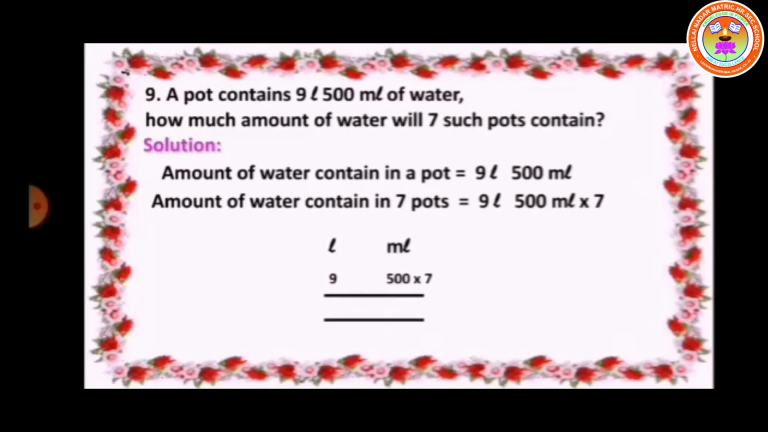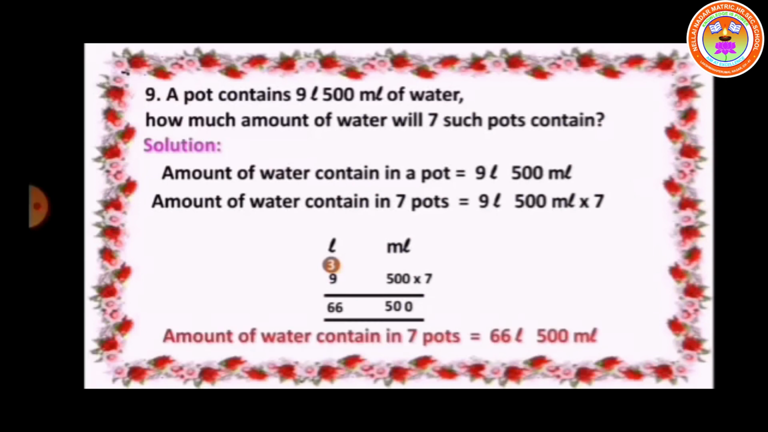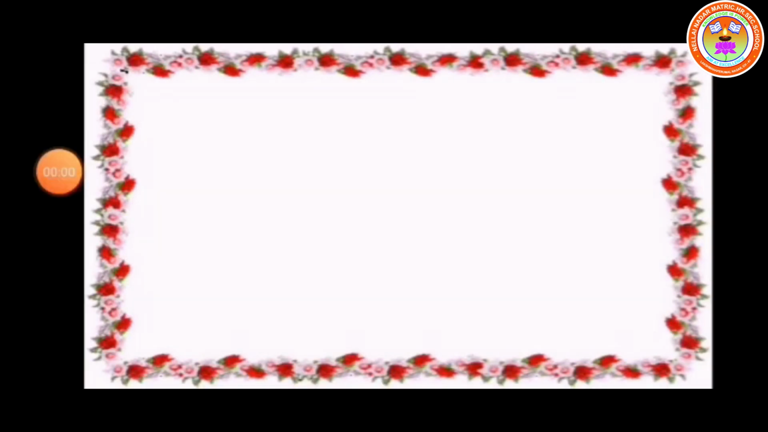7 into 0, 0, 7 into 0, 0, 7 5s are 35. Here we'll write 5. 3 should be forwarded to the next digit. 7 9s are 63, 63 plus 3, 66. So the answer, amount of water contained in 7 pots is equal to 66 liter 500 milliliter.